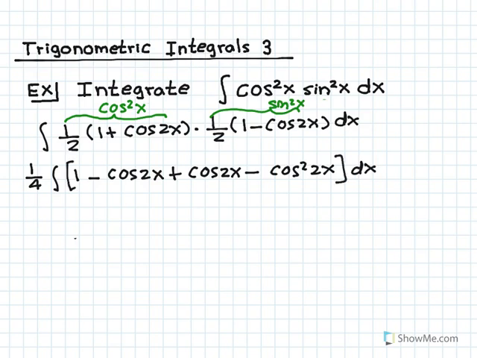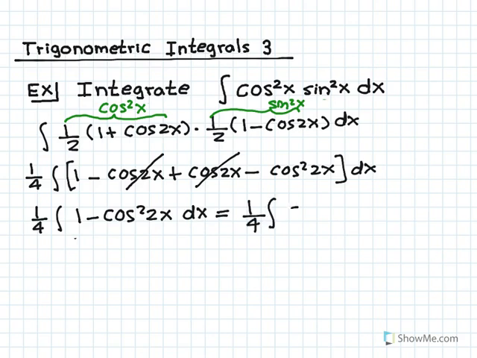We can simplify this. Cosine 2x cancels with minus cosine 2x. We get 1/4 integral of 1 minus cosine squared of 2x. And we can just apply a trig identity. That's 1/4 integral of sine squared of 2x. The trig identity that we applied here was cosine squared x plus sine squared x is equal to 1. So you can imagine we have cosine squared of 2x plus sine squared of 2x is equal to 1. Same thing.